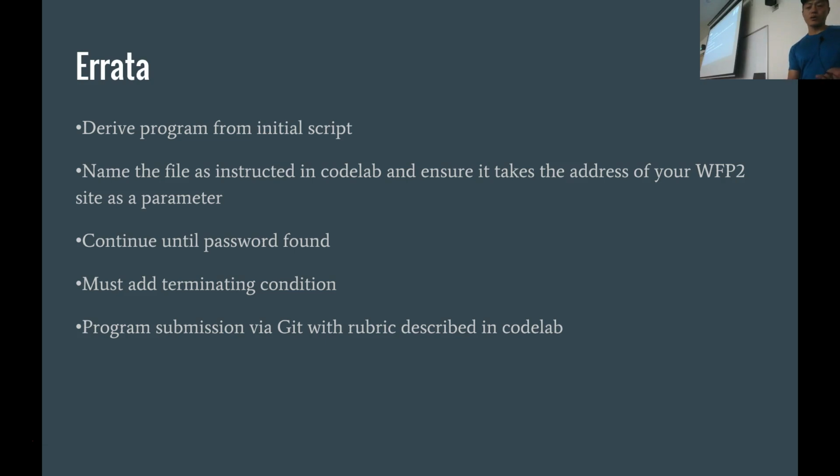And then there's a rubric that's described in the code lab for the things that we want you to do with your program. So things like good software engineering practice, like making your code modular, commenting things, these sorts of practices that we would like you to add into your program, just to help you with those development skills.